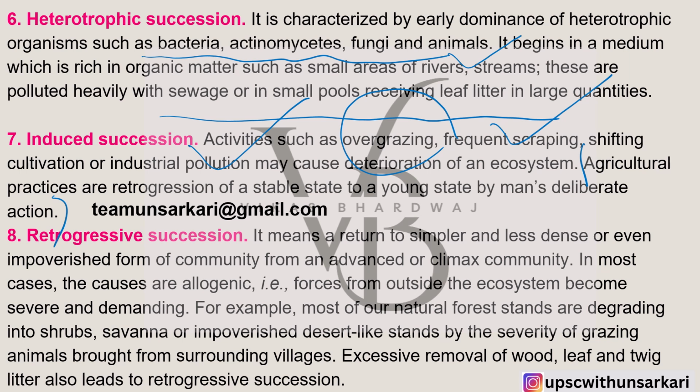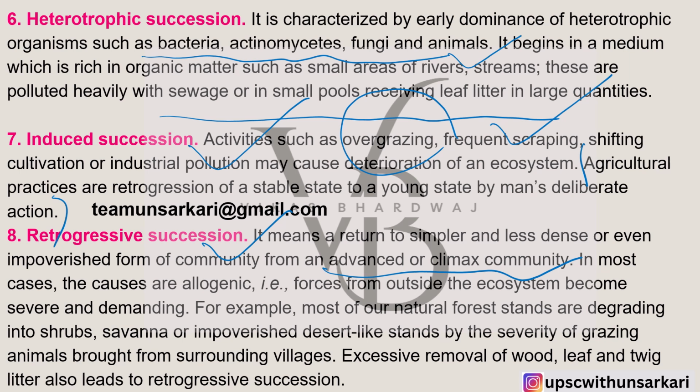Retrogressive succession means a return to a simpler, less dense, or even impoverished form of community from an advanced or climax community. This is a very ideal situation when there is over industrialization and carrying capacity is being breached. Then you start thinking that the area will be left underused, and slowly and surely, not suddenly, the area will be getting back to the natural state of vegetation, maybe in one decade or more than that.